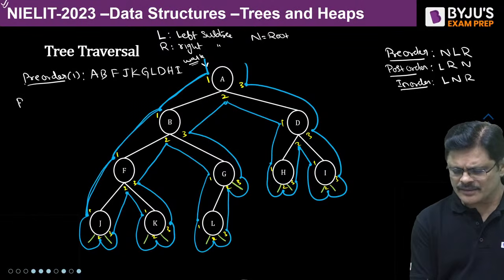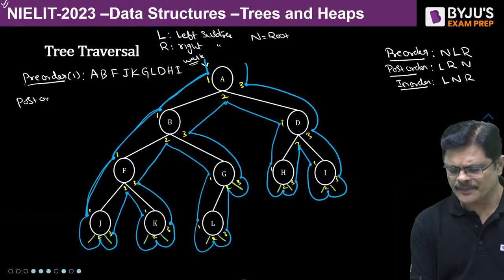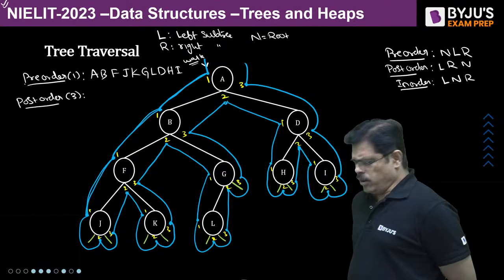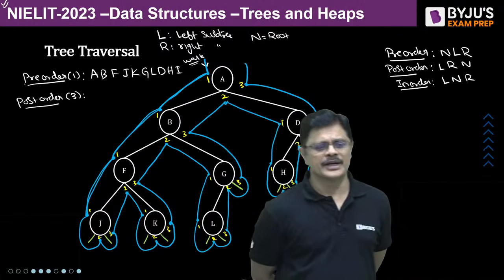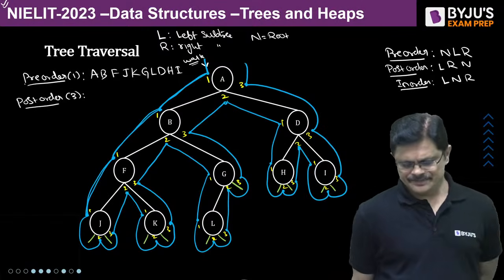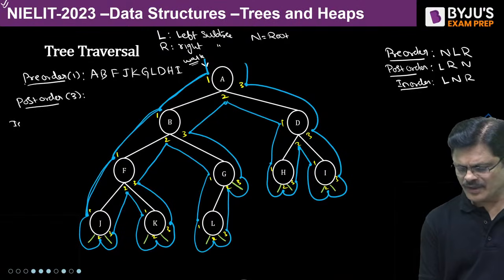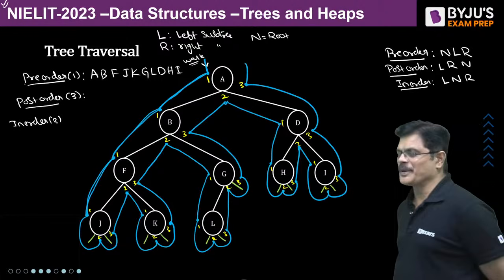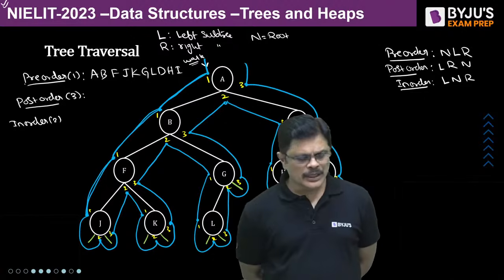Similarly, post order. For post order, while walking, you have to print threes. If you print threes, you are going to get the post order. And for in order, you have to print twos. Hope you can do that.